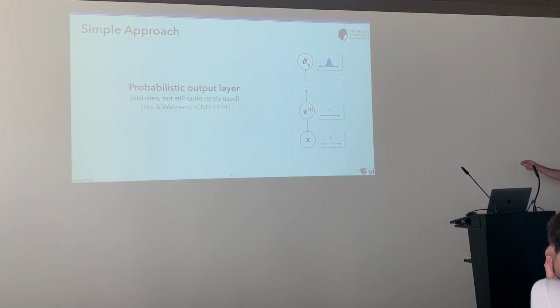So the first thing that you could do is take a probabilistic output layer. Basically make the prediction at the very last layer a probability distribution. And interestingly, again mirroring the story, this is nothing new. It was already proposed in '94 by Nix and Weigend. But despite the fact that this is a very old idea, other than in the reconstruction community, as mentioned, this principle doesn't seem to be very widely used.